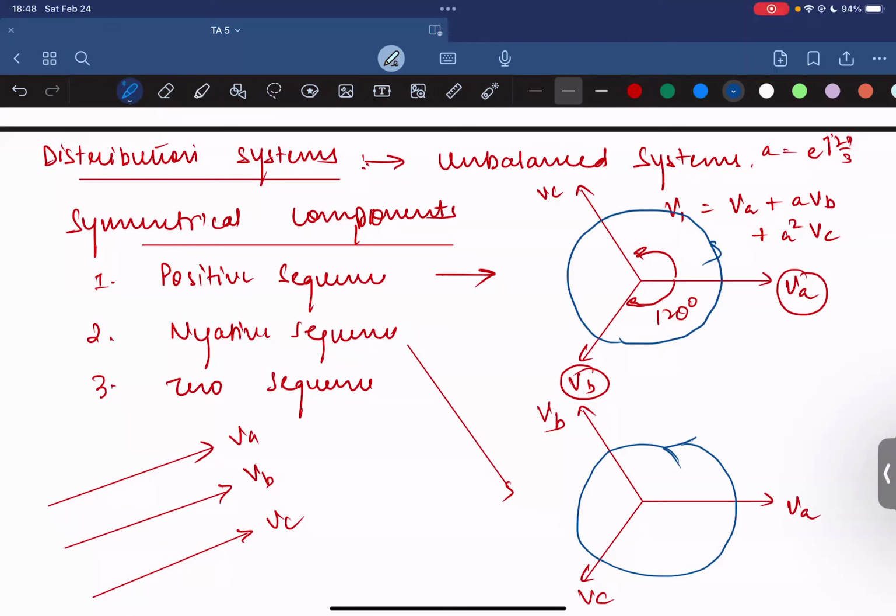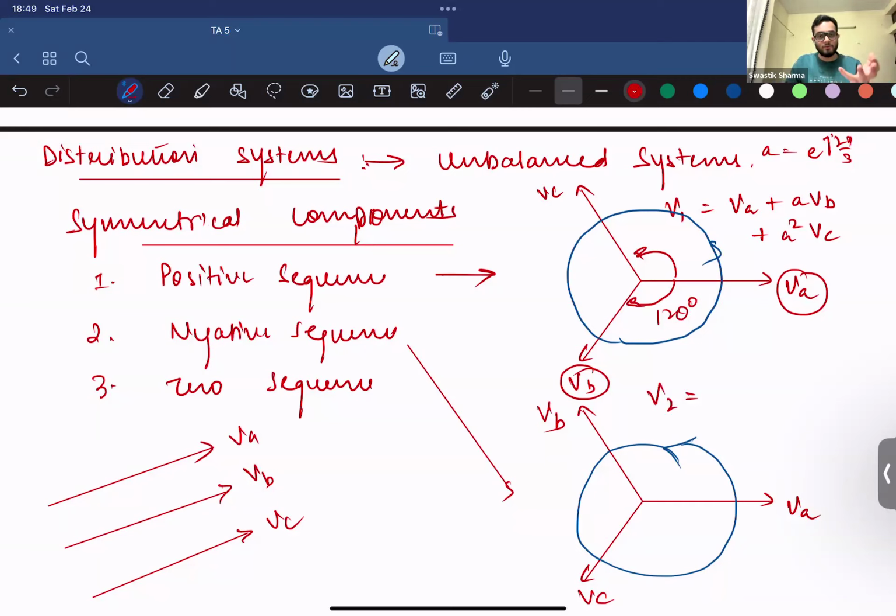Can you please elaborate? Regarding rotation. The rotation is clockwise in positive sequence and anti-clockwise in negative, but you can check how the A, B, and C phase components are displaced from each other. Once you get that, you will be able to tell how the rotation is happening, right? Yes, thank you, sir. No, don't thank me. You can interrupt me anytime.